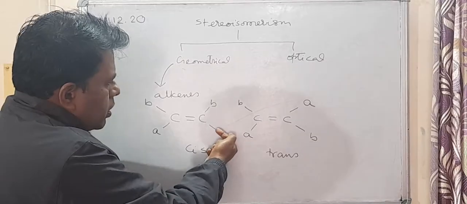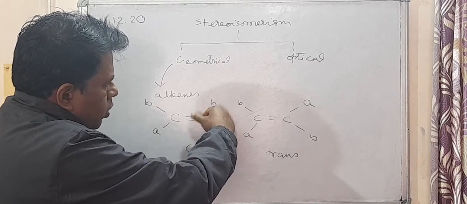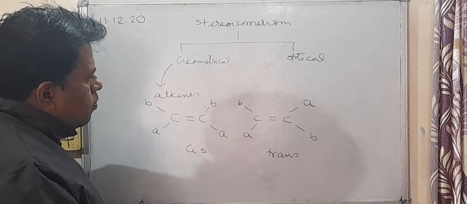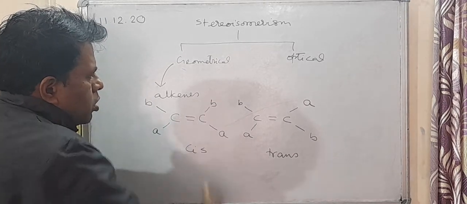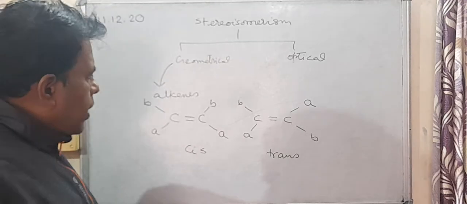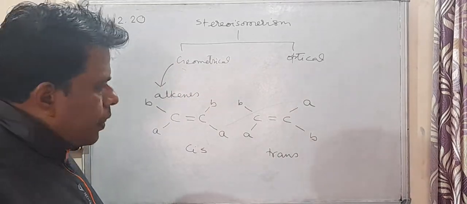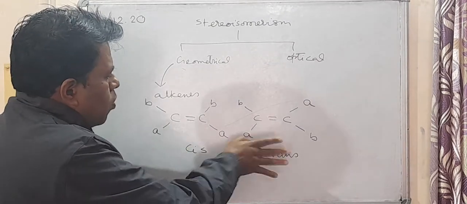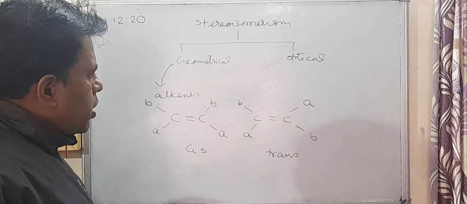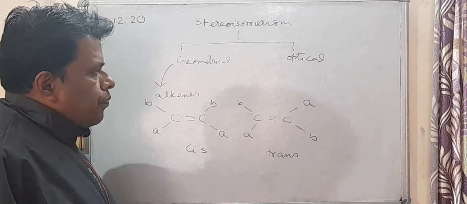Like this group is A, it cannot rotate, but if it is a single bond, there can be rotation. There can be free rotation of a carbon-carbon single bond, and in a carbon-carbon double bond that free rotation is not there. Because rotation is not there, there can be two forms of geometrical isomers, one is cis and another is trans.